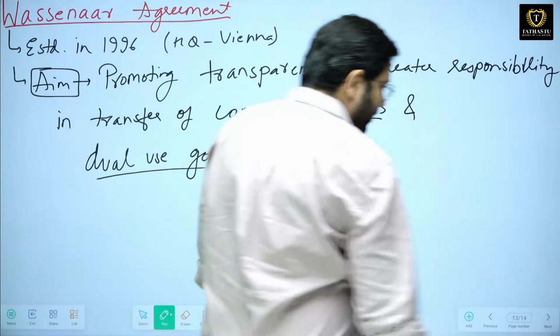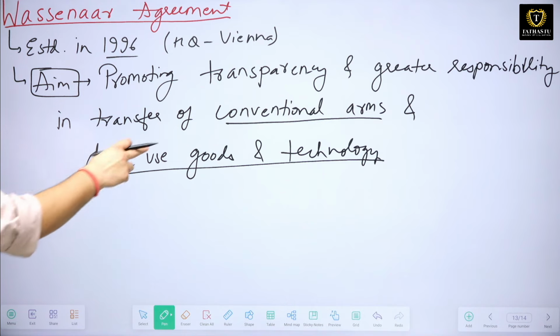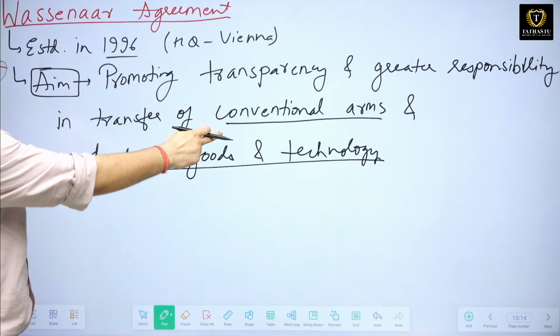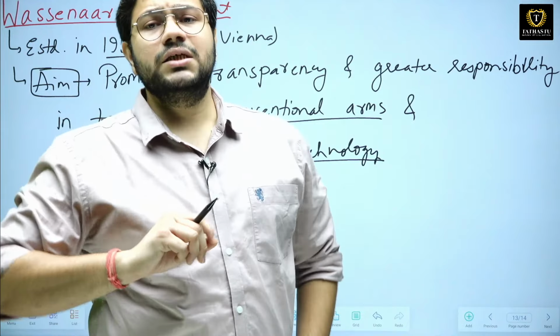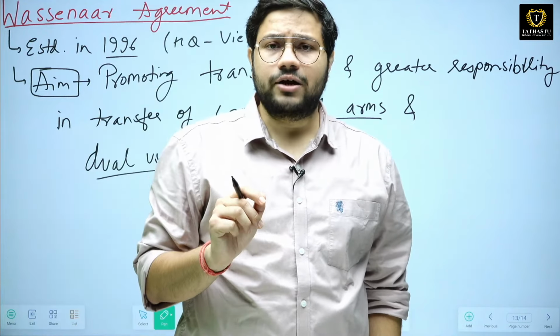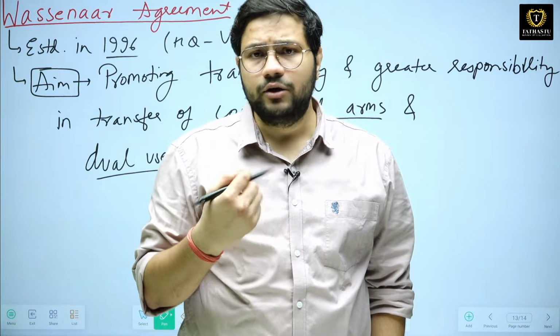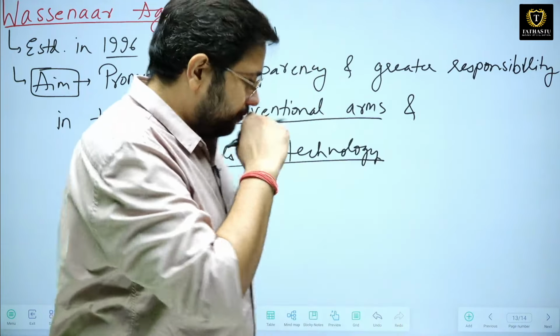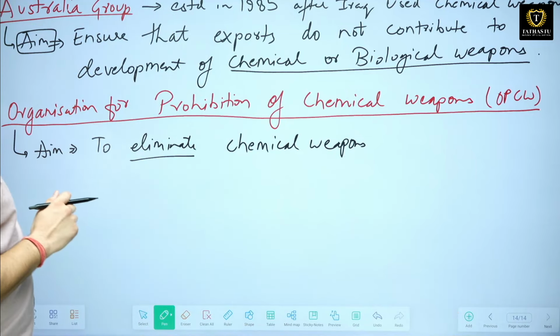Now the third organization is the Wassenaar Agreement. The Wassenaar Agreement was signed in the year 1996. Its headquarters is in Vienna, and it is basically to promote transparency and responsibility in the transfer of conventional arms and dual use goods and technology. Now there are certain dual use goods and technology which could be used for creating nuclear weapons. Sorry. Next is the Australia Group.